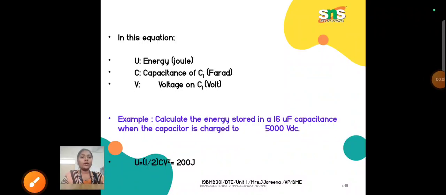Good morning, everyone. In this class, we will be discussing a few problems related to the defibrillator. The first problem could be how to calculate the energy which is stored in the capacitor. Okay, so we know what the main purpose of a defibrillator is.